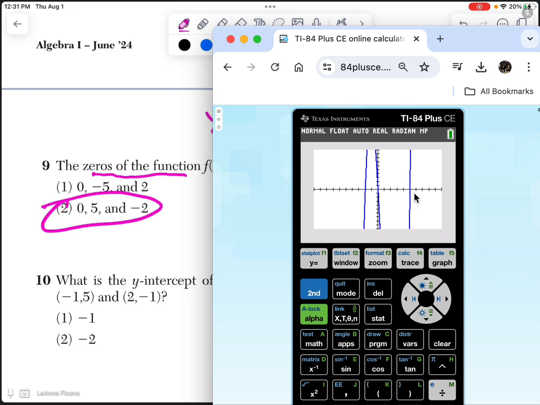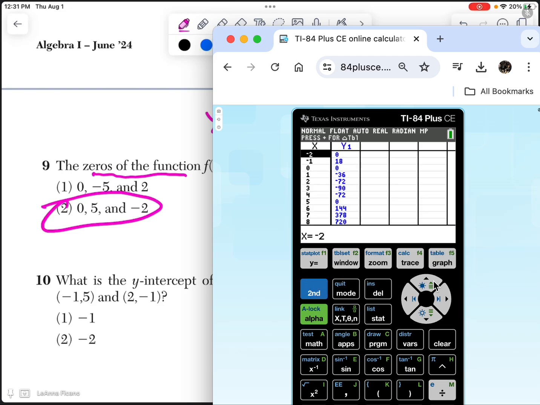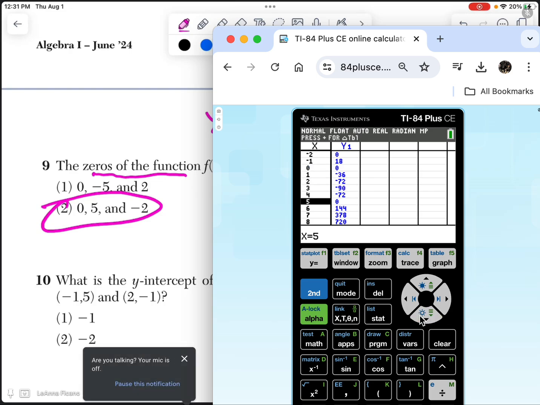Now, if we go to the table, we see we're looking for when y equals 0. We see when x is -2, y is 0. We see when x is 0, y is 0. And we also see when x is 5, y is 0. That is another way to do it.